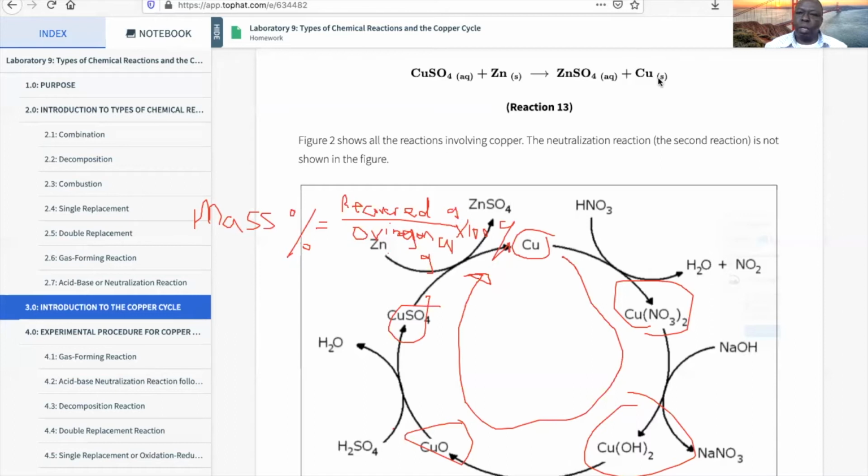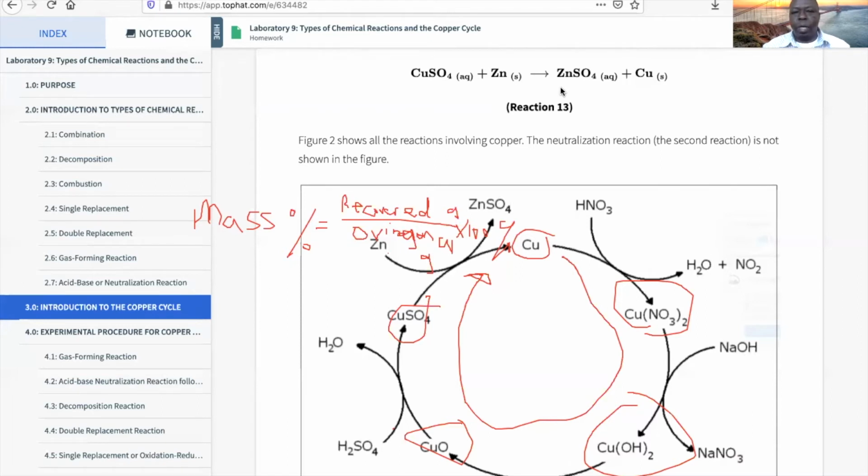I know it is solid. You know, when S is used, it means the reagent or a compound is in solid state. Aqueous means it is aqueous. Liquid is designated using L in a chemical equation. You will be able to do that.